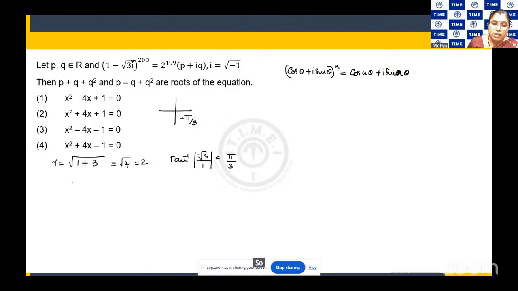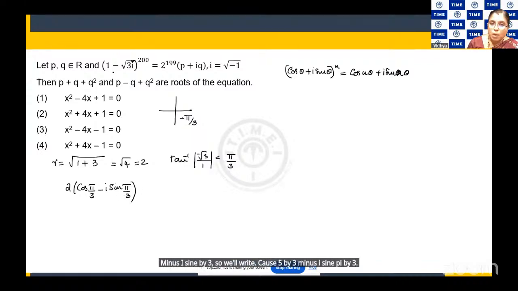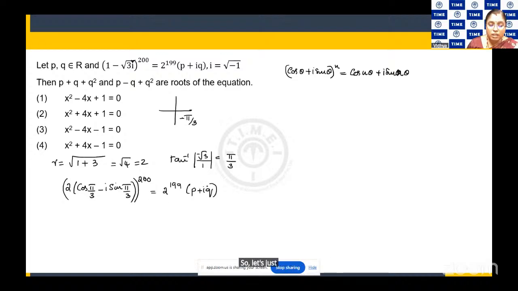So the complex number is 2 into cos of minus pi by 3, plus i into sine of minus pi by 3. Cos of minus pi by 3 is cos pi by 3, and sine of minus pi by 3 is minus sin pi by 3. So we'll write cos pi by 3 minus i sin pi by 3. This is the polar form of this complex number, and we have to write this raised to 200 equal to 2 raised to 199 into p plus iq. So let's compare the real and imaginary parts, and then find out what p and q are.